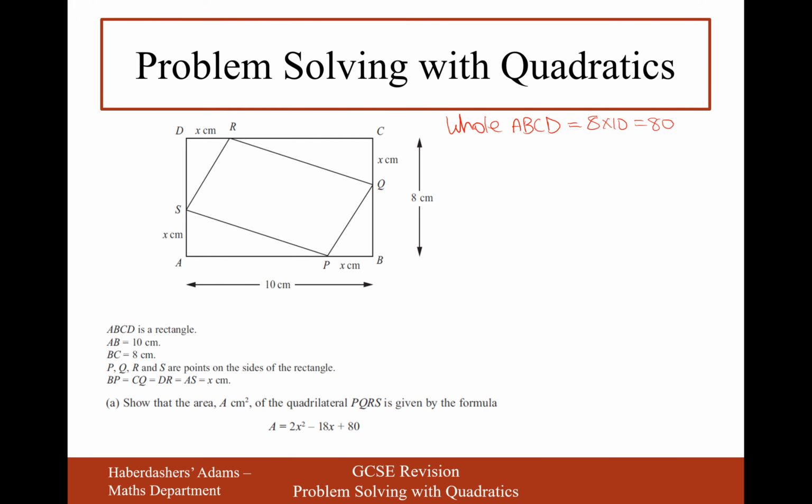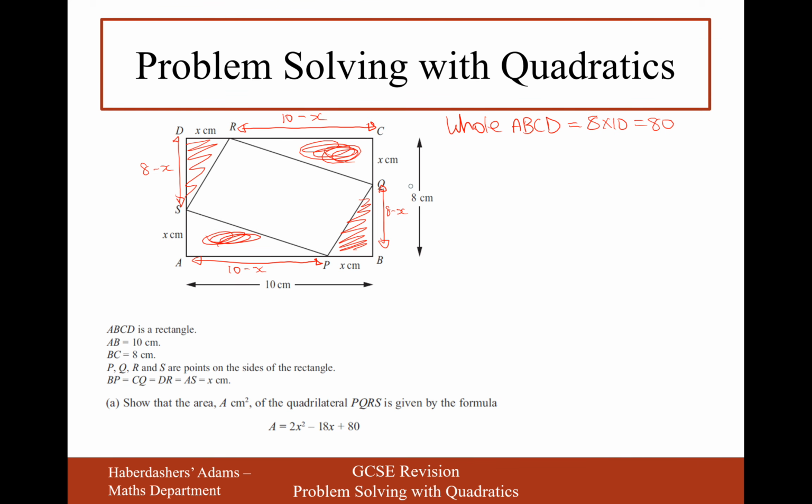Okay, the next thing to do now will be to work out the triangles, so we can just have the quadrilateral left over. So what we'll have to do is work out the length from here to here. That's going to be 10 minus x. The length from here to here is going to be 8 minus x. The length from here to here is going to be 10 minus x. And the length from here to here is going to be 8 minus x. So we can see here we're going to have 2 types of triangle. We're going to have this triangle here, and then we're going to have this triangle here.